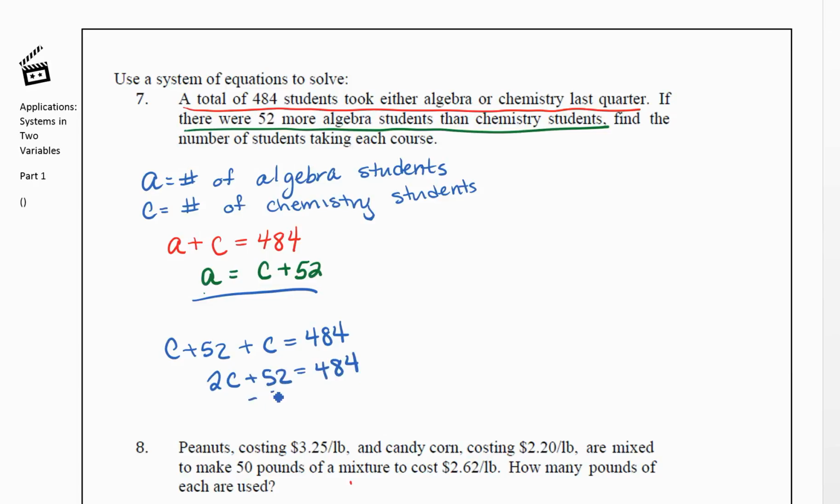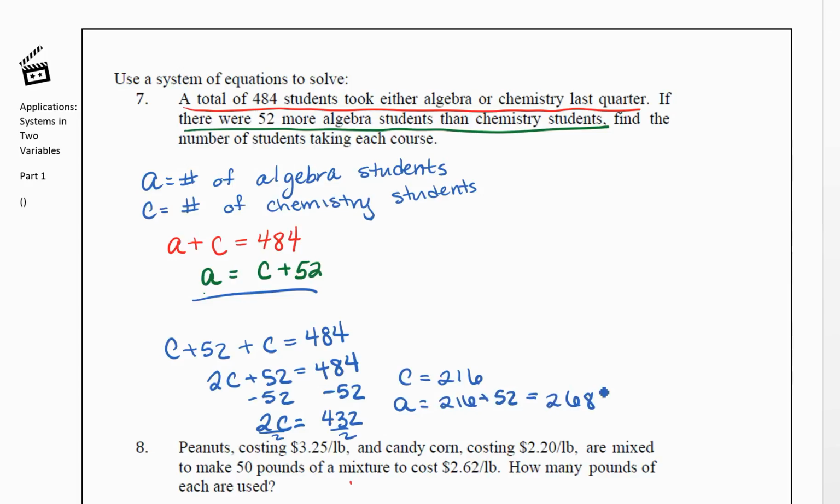So I'm going to subtract 52 from both sides. So I get 2C equals 432. I'm going to divide both sides by 2, and I get the number of chemistry students was 216. Okay, now we know the algebra is 52 more than that. So the number of algebra students is 268.